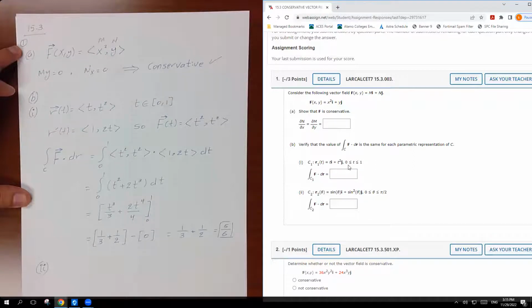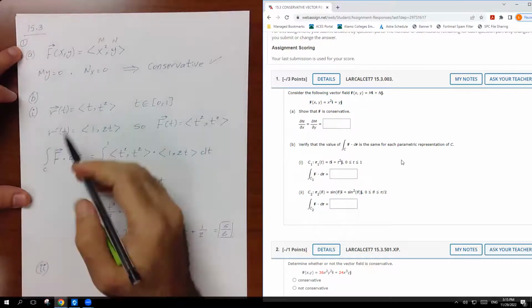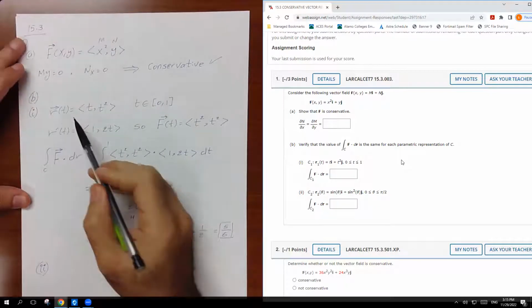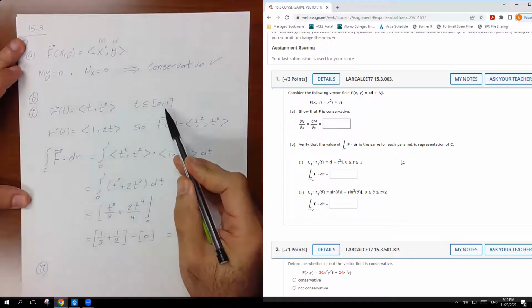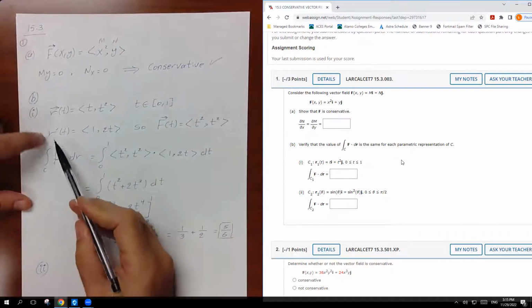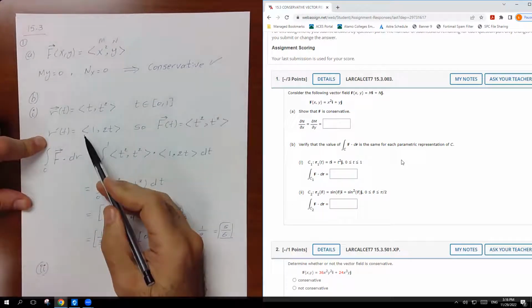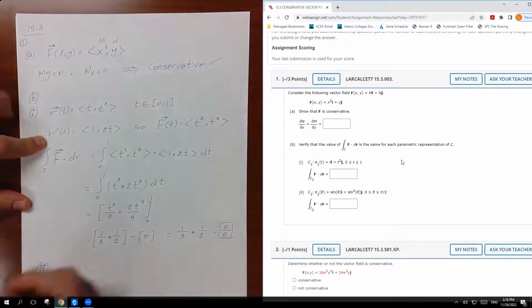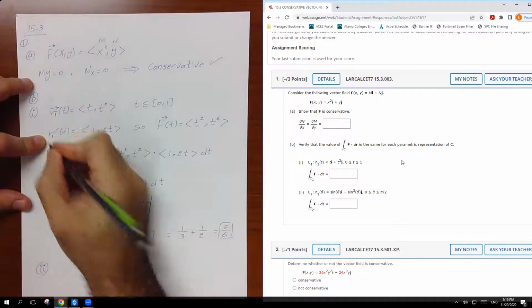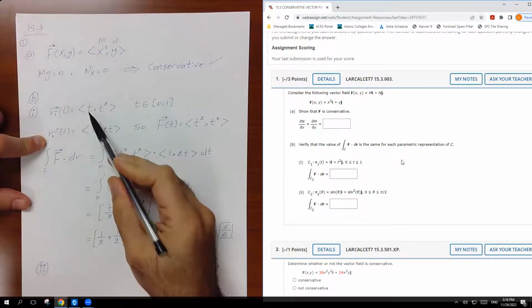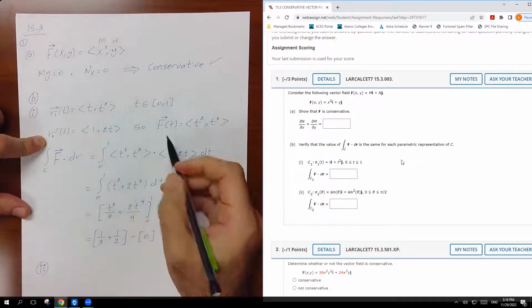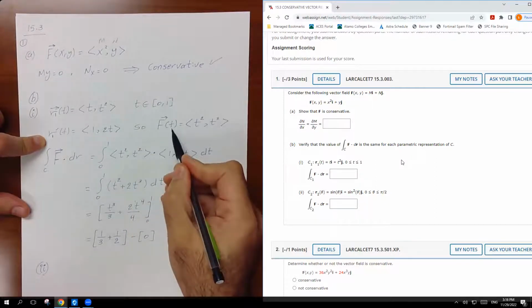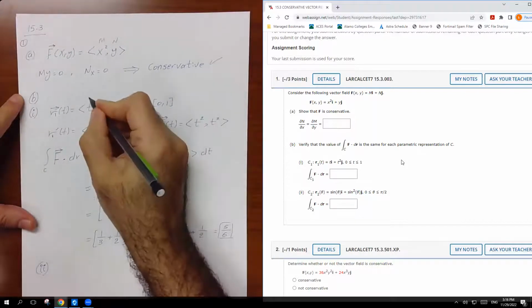With t between 0 and 1. Here's our r vector, which is going to be t and t squared, t between 0 and 1. And r prime is going to be, this is r1 prime, okay? The derivative of t is going to be 1, the derivative of t squared is going to be 2t. So F with respect to t, this one is x and this one is y.